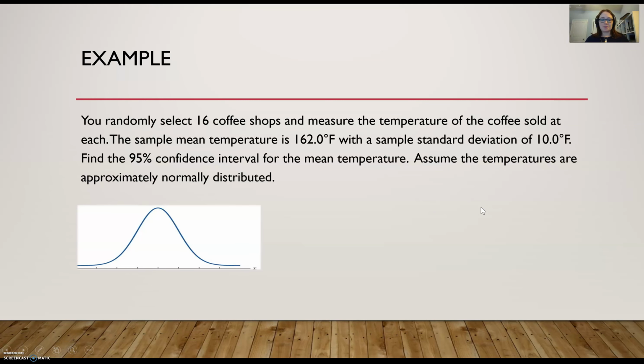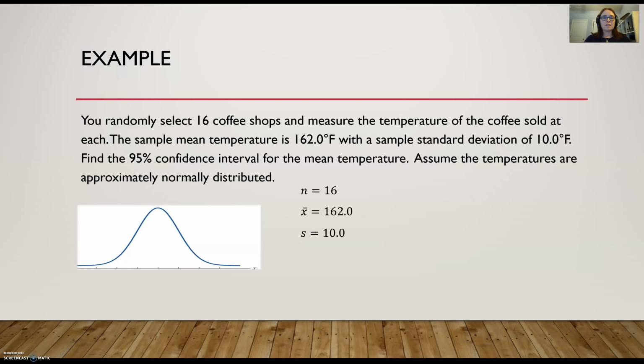Okay, let's do an example of this. You randomly select 16 coffee shops, and right away I'm getting numbers, so I'm going to start labeling them. 16 coffee shops, that's my sample size, so that's n, and measure the temperature of the coffee sold at each. The sample mean, there's my x bar coming, is 162.0 with a sample standard deviation of 10.0. So there's s.